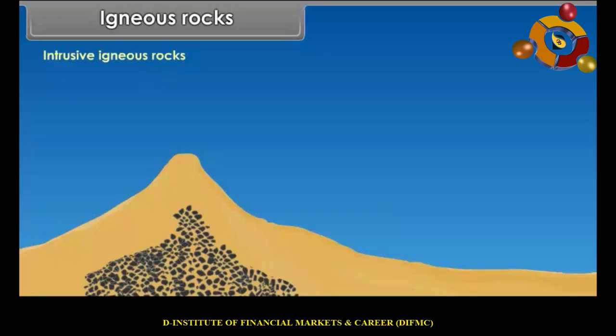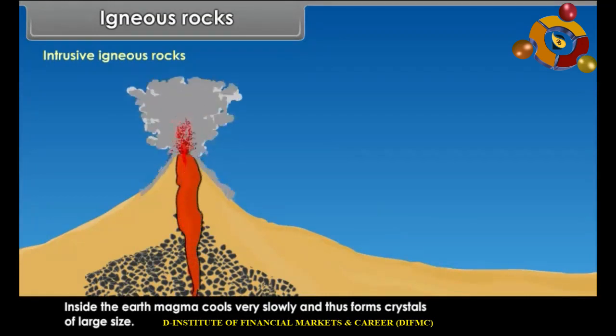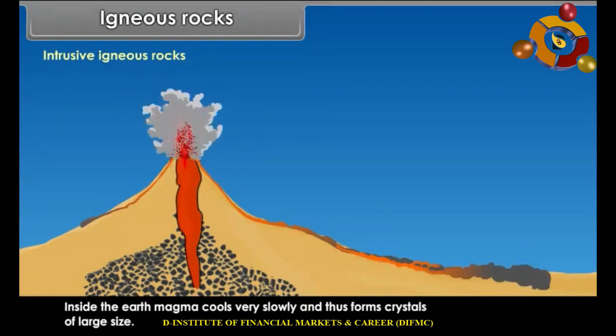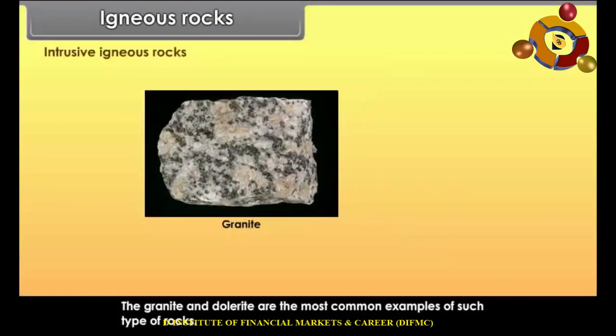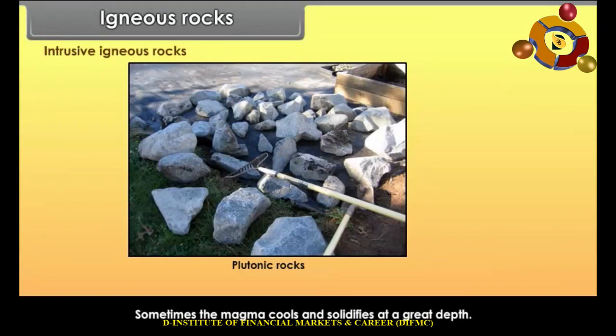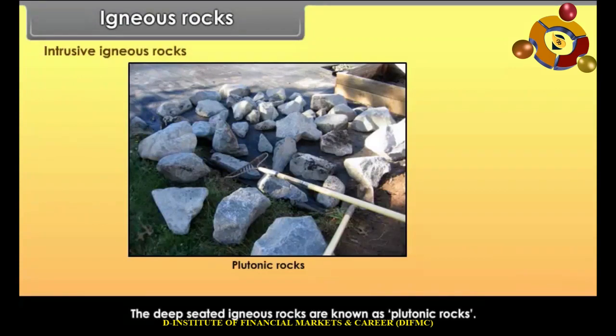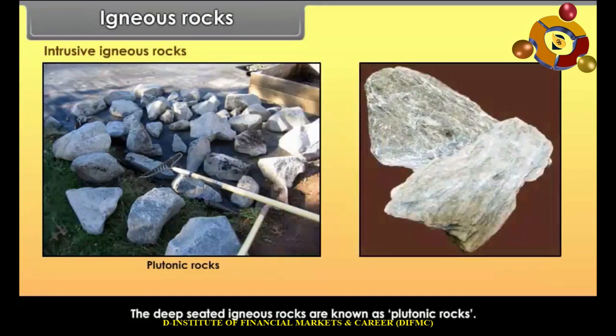Intrusive igneous rocks. Intrusive rocks are formed by the solidification of magma below the surface of the Earth in the cracks or joints. Inside the Earth, magma cools very slowly and thus forms crystals of large size. The granite and dolerite are the most common examples of such type of rocks. Sometimes the magma cools and solidifies at a great depth. Due to very slow cooling, large size of rock crystals are formed very deep down. The deep-seated igneous rocks are known as plutonic rocks.